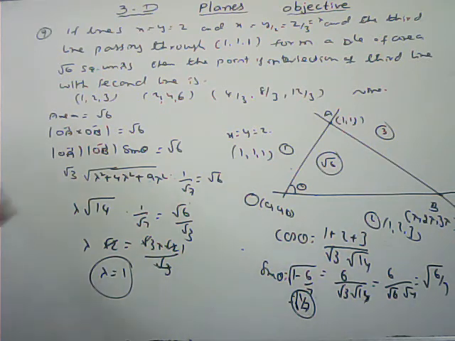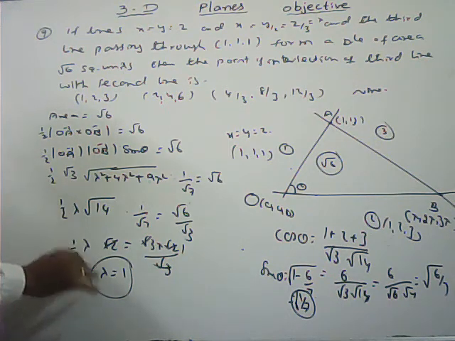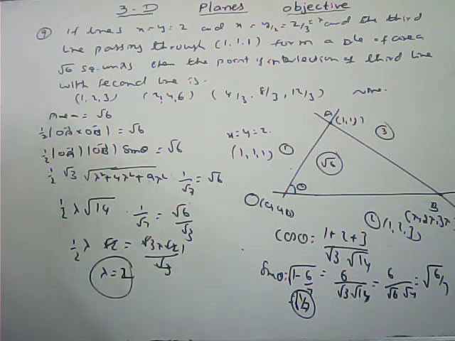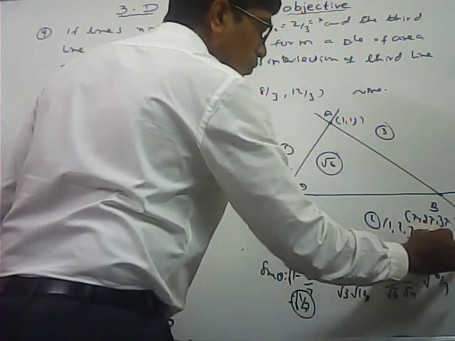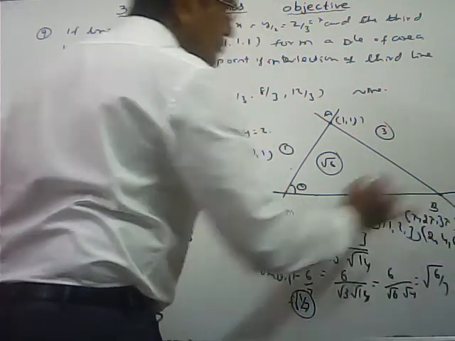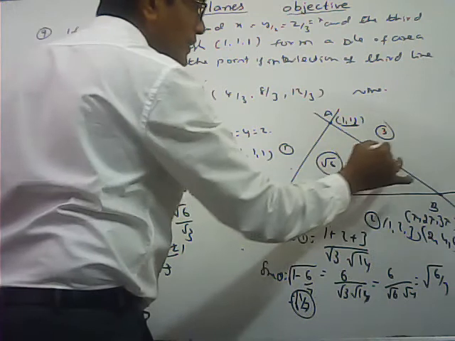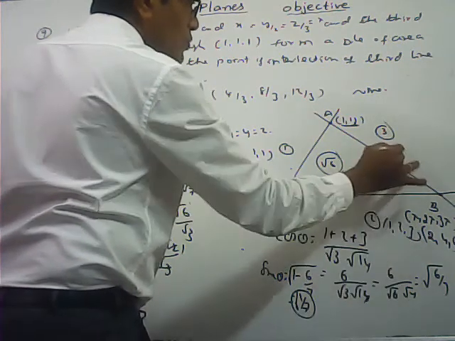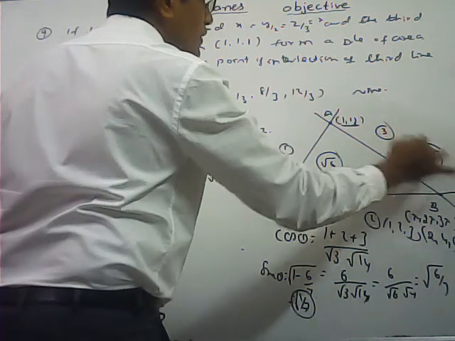Here area of the triangle, I forgot to keep 1 by 2. 1 by 2 into half of modulus of OA bar cross OB bar. Half of. So lambda is equal to 2, we can get. Lambda equals 2. 2, 4, 6. This is the line that passes through the point 1, 1, 1. And what are the DRs of this one? x2 minus x1, y2 minus y1, z2 minus z1. 1, 3, 5 are the DRs.